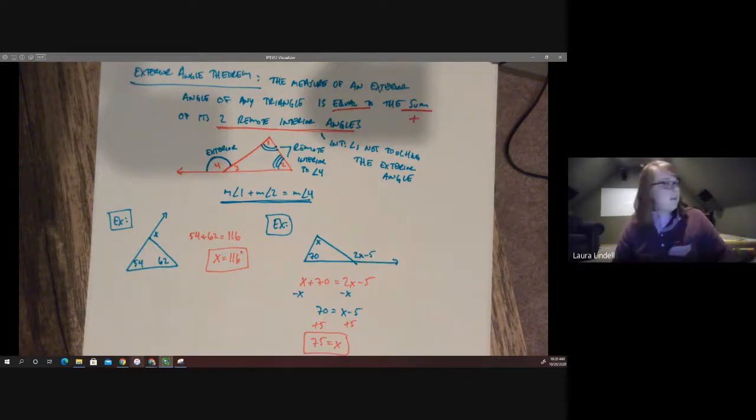Okay, so just to kind of recap, today we talked about classifying triangles by their sides and by their angles. We did that vocab part. Then we talked about the fact that the angles in a triangle add up to 180, and we did some problems with that. And then we did the exterior angle theorem, where you take the two interior angles and add them together and set it equal to the exterior angle. So that's everything for today.